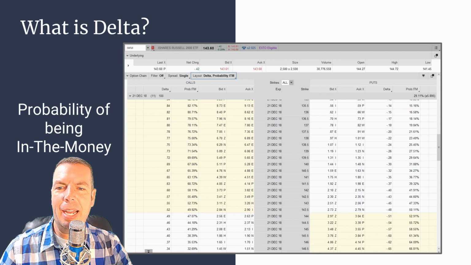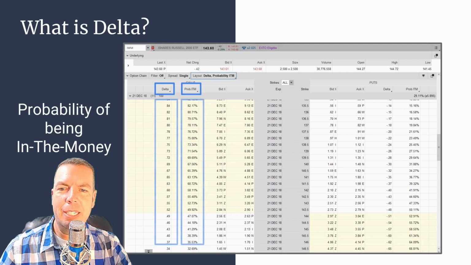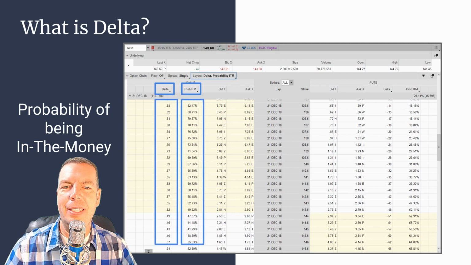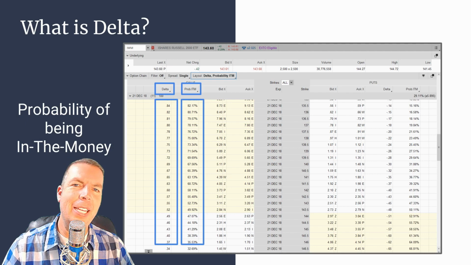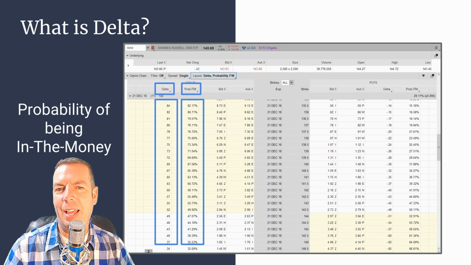So let's take a look here at a probability of being in the money on the options chain. You can add this on Thinkorswim. You can add the probability of being in the money, and I wanted to add this column next to the delta column. If you don't have this probability of in the money column, you can use delta to help you know what the probabilities of that option being in the money are at expiration.